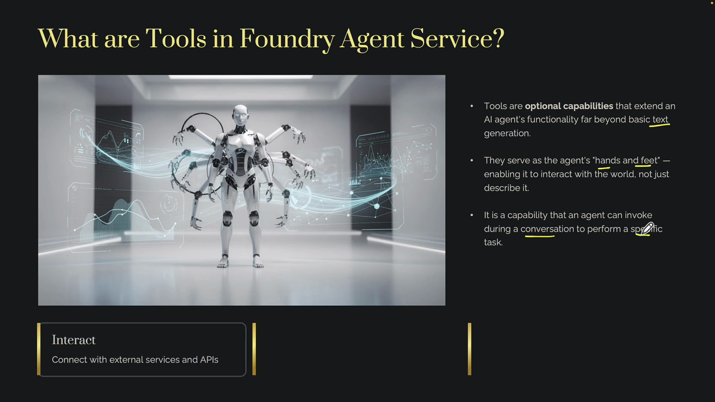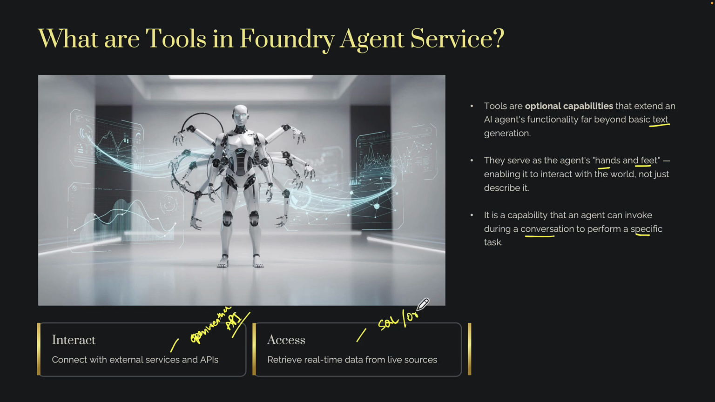Now here we'll talk about what kind of things a tool can do. One is interaction, right? You can connect with external services and APIs. Let's say you are interested in the Open Weather Map API. You can call the Open Weather Map API from your agent. That is one way. The second way is access. You can talk to a SQL Server database. You can talk to an Oracle database. You can retrieve real-time data from your live sources that way. So this is accessing the information.